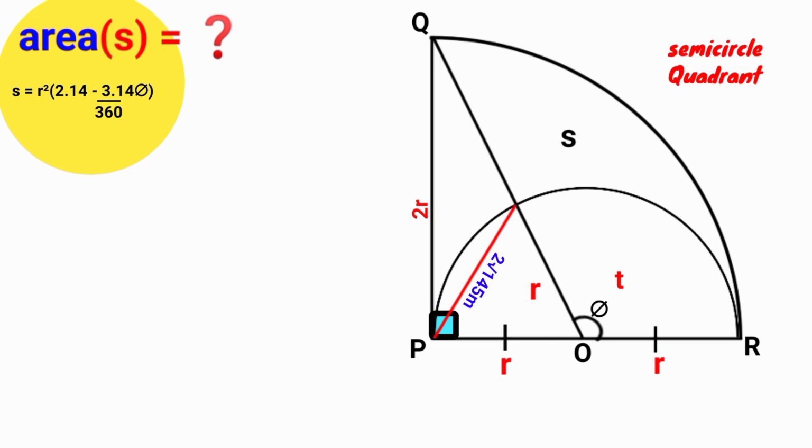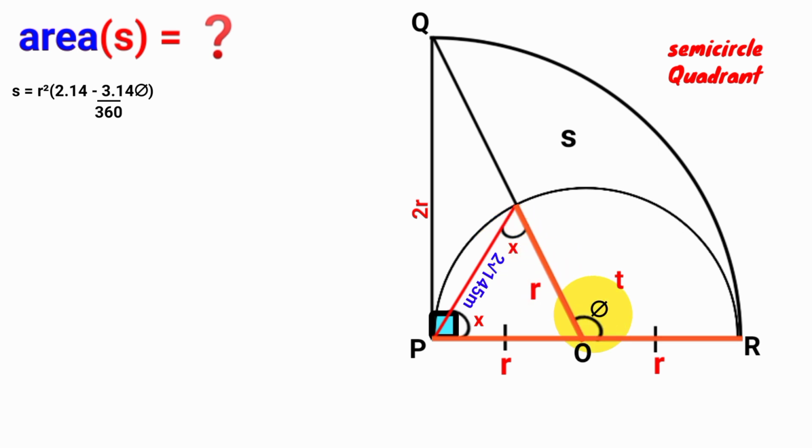Now what are the values of radius and theta? We don't know. But if you come to this triangle, since this side and this side have the same length R, that means it is an isosceles triangle. The base angles of an isosceles triangle are congruent. So this angle and this are congruent. Let's assume their sizes to be x.